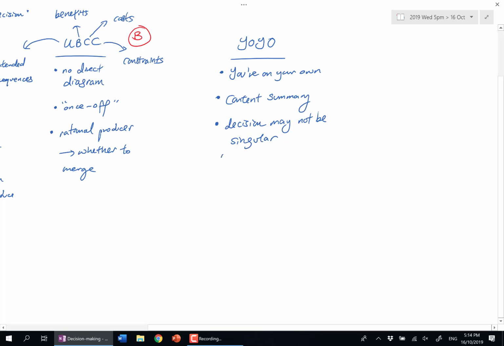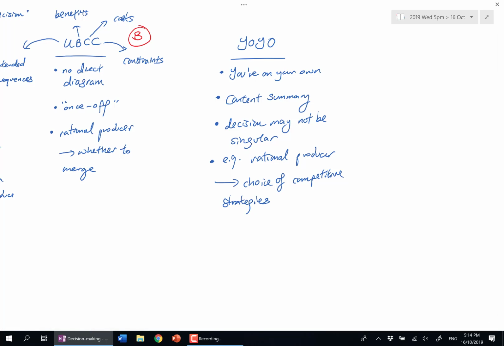Alright, that means they could ask you for the factors that a rational producer considers in deciding on the choice of competitive strategies. This was actually presented in the RV prelims. So they asked students to discuss the factors that a rational producer considers in choosing competitive strategies. It is not singular because from here, you don't know which decision they chose.